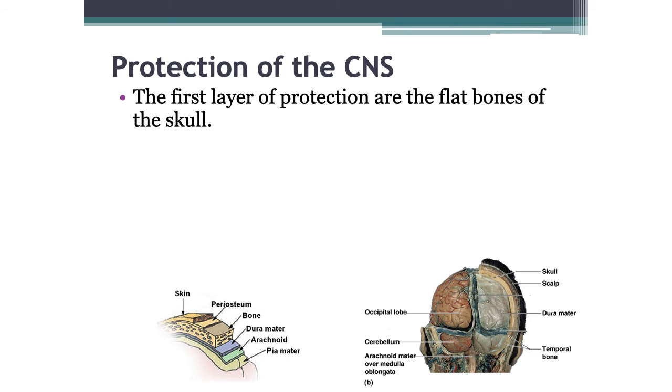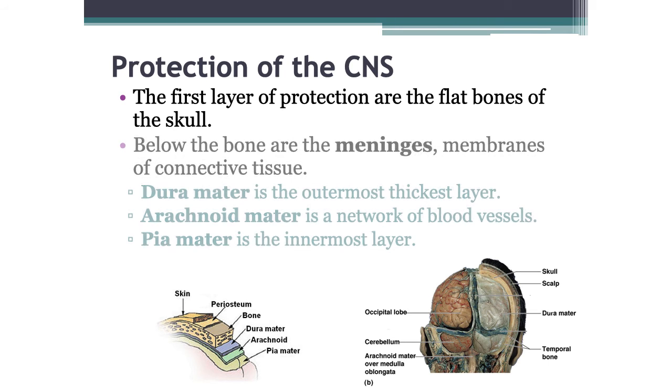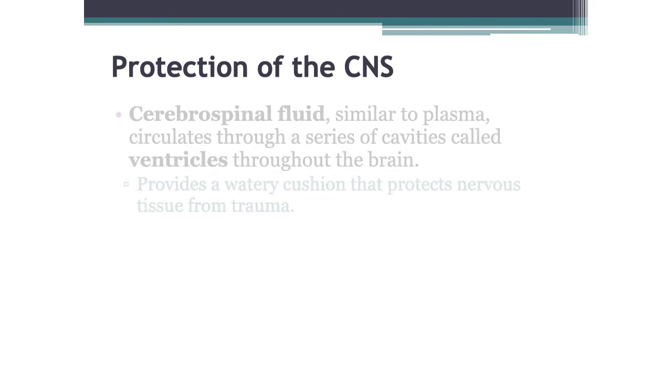So the first layer of protection are the flat bones of the skull. Below are the meninges, membranes of connective tissues. So you have the dura is the thickest layer. Arachnoid is a network of blood vessels. And the pia is the innermost layer.